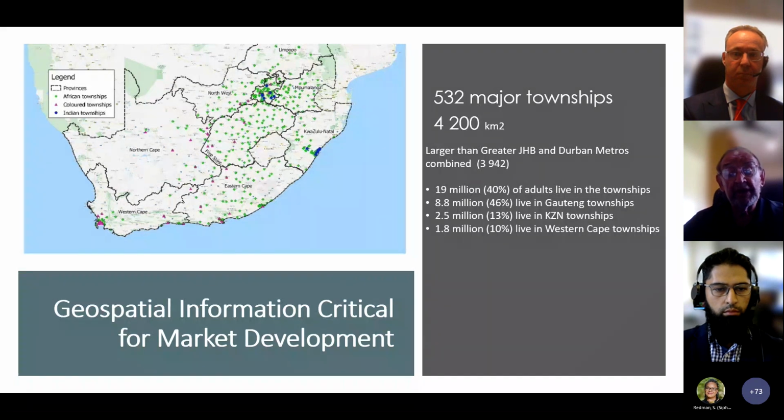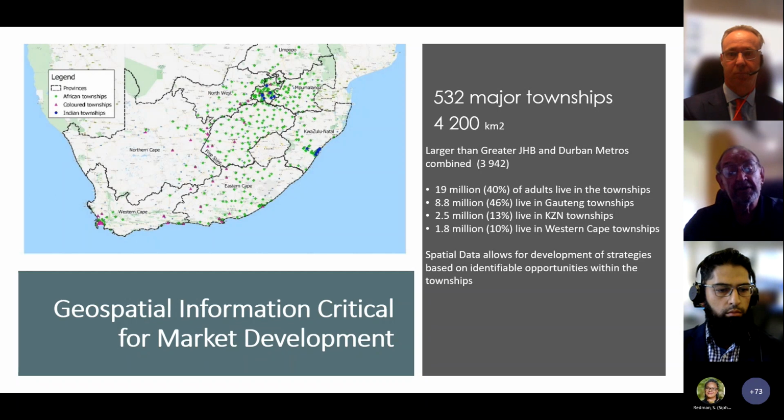In Gauteng, there are about 8.8 million, 46% of the Gauteng population, living in townships. In KwaZulu-Natal, we have 2.5 million people, about 13% of the KZN population, and down in the Western Cape, 1.8 million living in townships across the Cape Province.